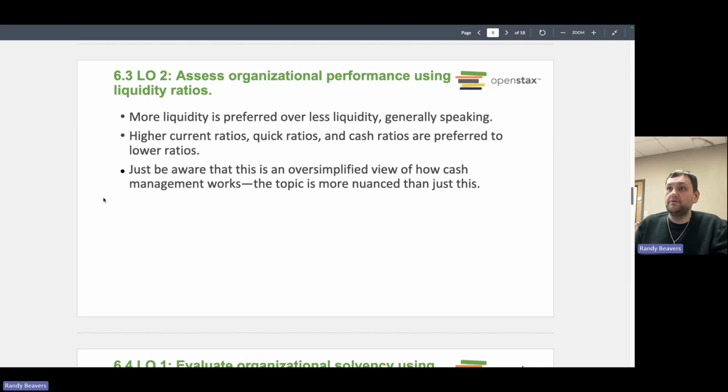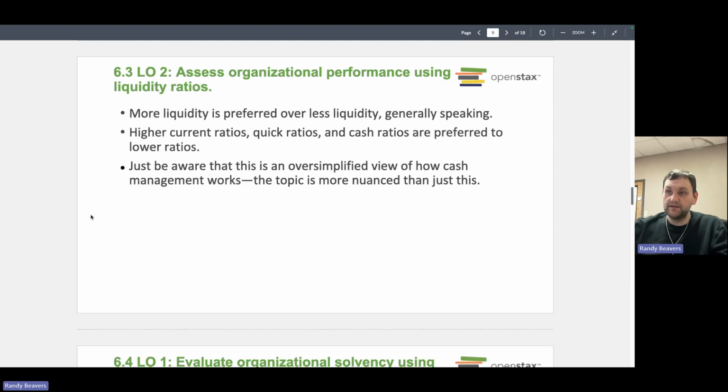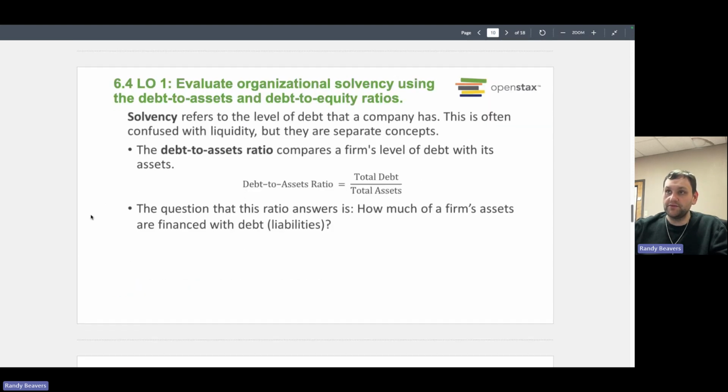So note that more liquidity is preferred over less liquidity. Higher current ratios, quick ratios, and cash ratios are preferred to lower ones. And this is a somewhat oversimplified view of how cash management works. It's a lot more nuanced than this, but at the introductory level for you all, this is fine.